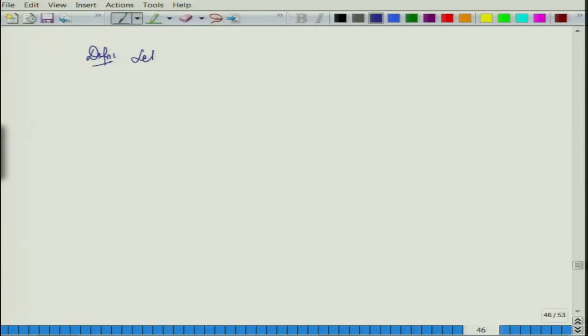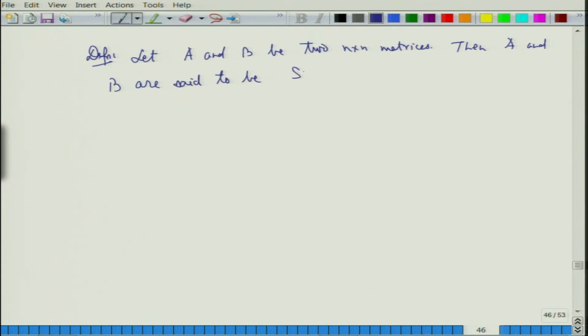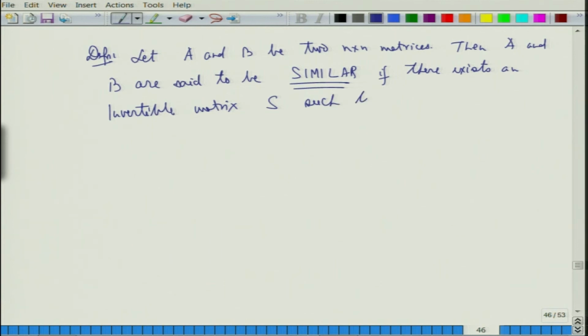So let A and B be two n cross n matrices, then A and B are said to be similar if there exists an invertible matrix S such that B is equal to S A S inverse.